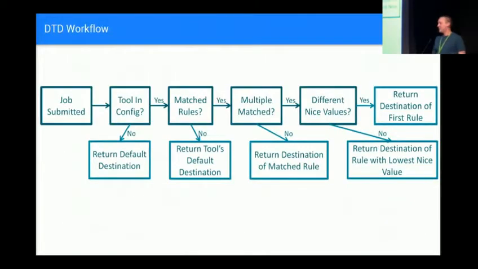So this is what it looks like. If you see my poster, this is just showing how the logic works. Basically, DTD is our default destination. So when you go there and you don't have a config for your tool, there's another default in there. If you don't match any rules, it just sends the tool's default destination. If multiple rules are matched, we use nice values to choose which one we should go to. If the nice values are the same, we go to the first rule encountered.